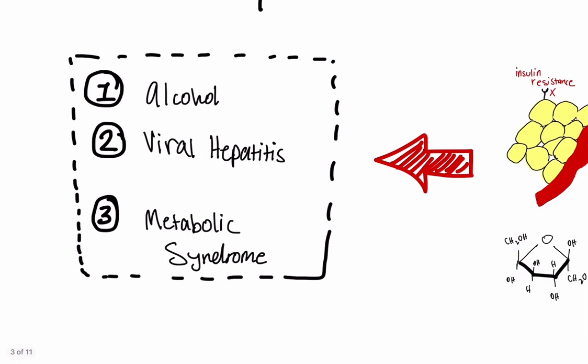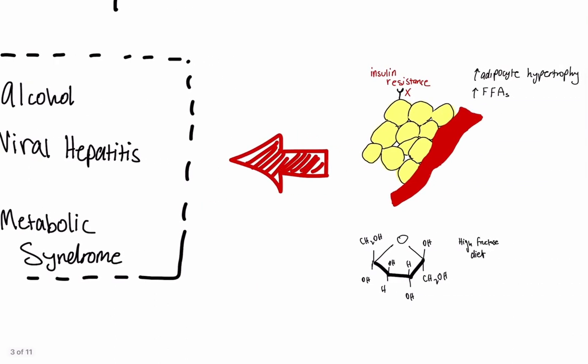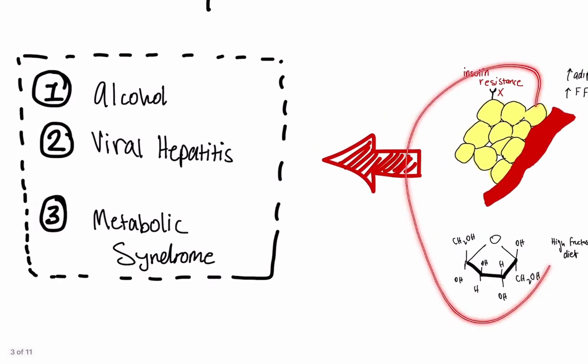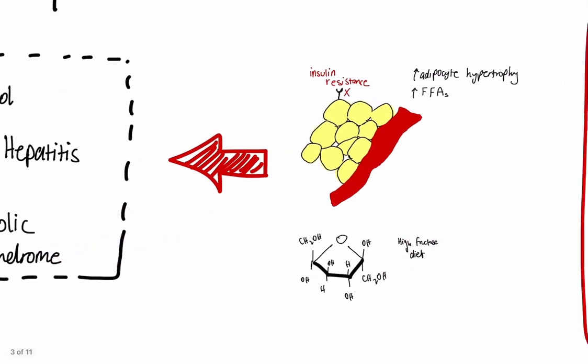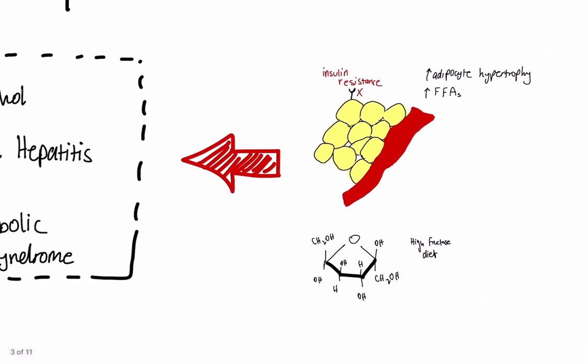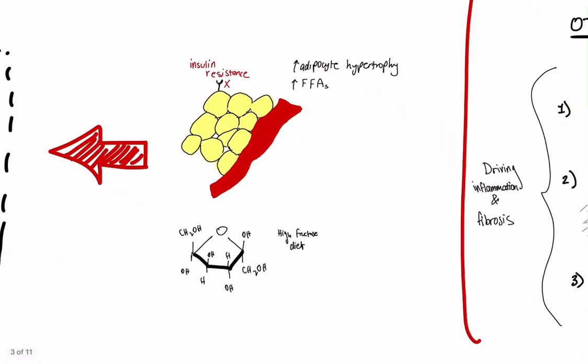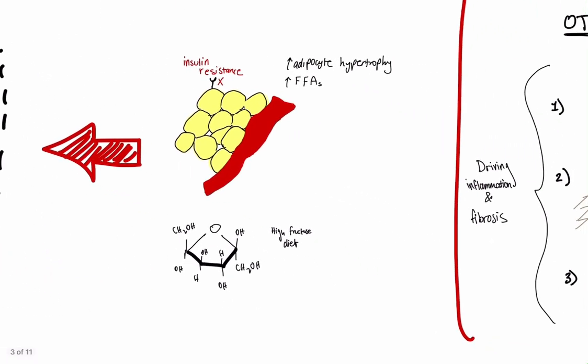Now, the one which is most interesting, at least in my opinion, is metabolic syndrome induced fatty liver disease, which was previously called non-alcoholic fatty liver disease, or NAFLD. Now, this condition, which is what these two causes really help target, is mostly driven by insulin resistance.